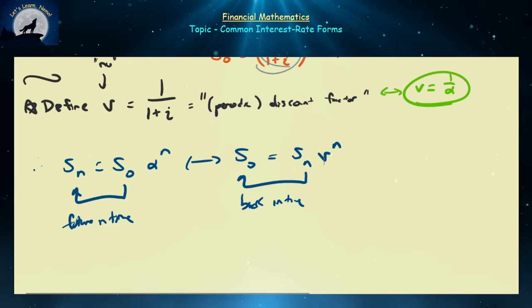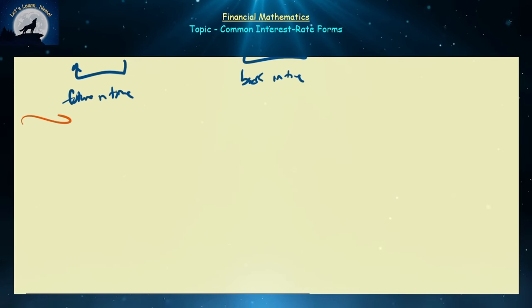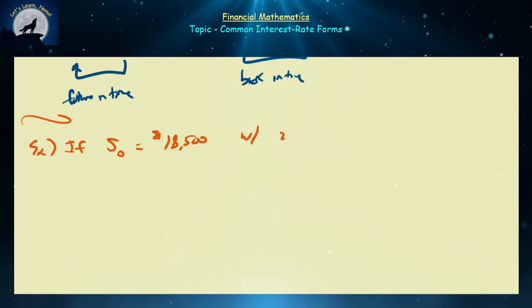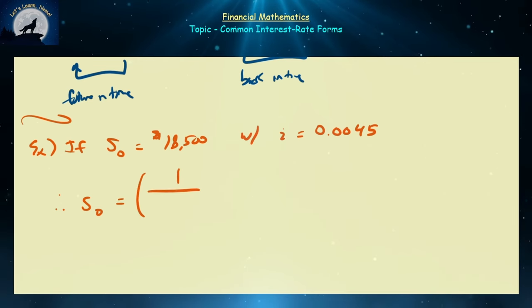Right? So if we look at a particular example, let's assume that S0 is equal to 18,500, and let's assume that our base interest rate i is equal to 0.0045 again, or actually slightly different than before. Then what are we going to have? S0 is going to be equal to 1 over 1 plus 0.0045 to the power of, actually, let's assume that this is 20 and we want to go back to zero. So we have $18,500 in the future. How much is that worth in the present time?